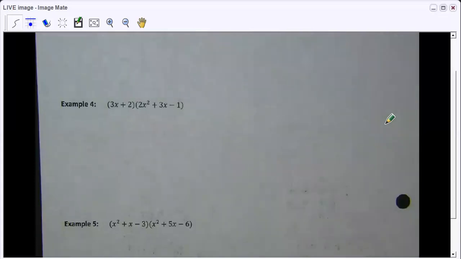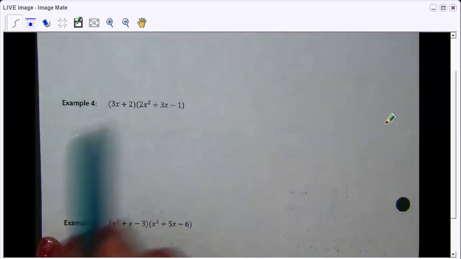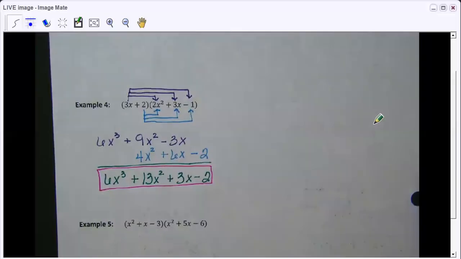When you get to example 5, you have a 3 term times a 3 term. So you're going to have to distribute 3 times instead of 2 times. So just keep that in mind. But I want you to at least attempt this one on your own, and then you can check your work in just a minute. Check your answer for example 4.